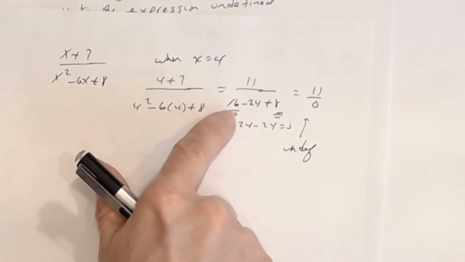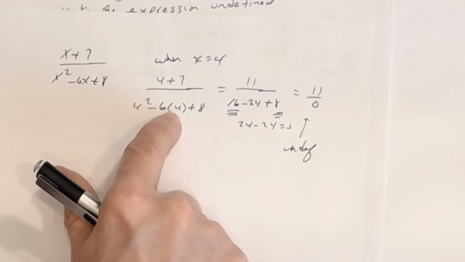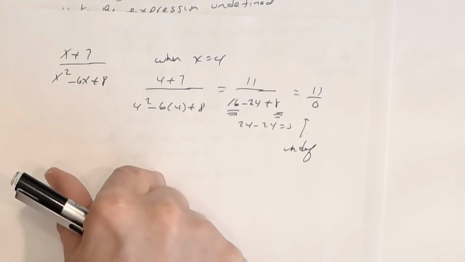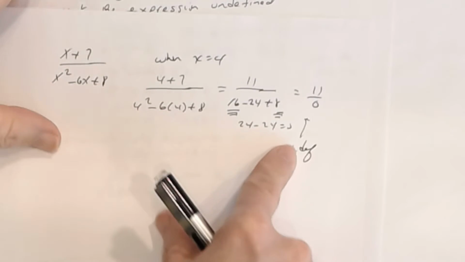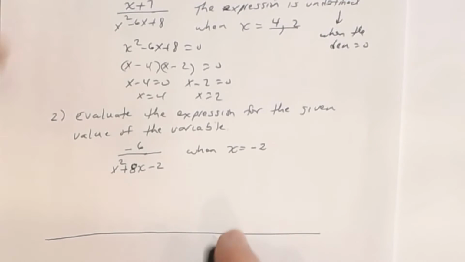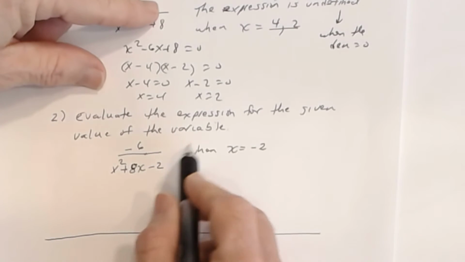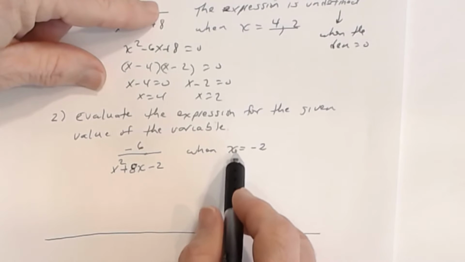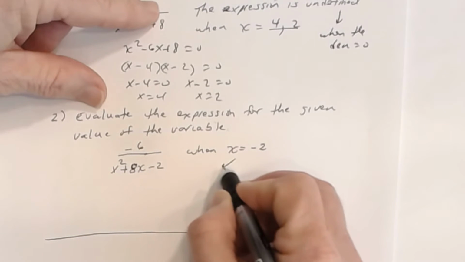So 4 squared is 16, 4 times 6 is 24. So I got 16 minus 24 plus 8, and that's 0. So you got 11 over 0. Do the same thing here. So now remember, this is negative, so you got to be careful. So if you want to evaluate this rational expression when x is negative 2, all you do is substitute. So just substitute.